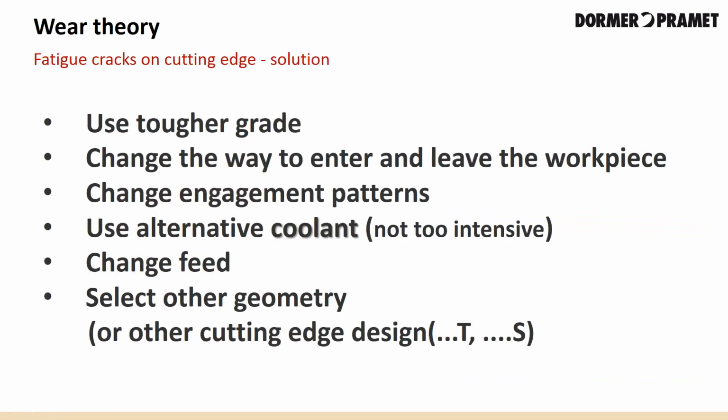To help diminish the effects, we can use a tougher grade, change the way we enter and leave the workpiece. We can change engagement patterns, use alternative coolant, not too intensive. We can change the feed as well, or we can select other geometry. And with Dormer Pramet, we offer a T and an S. The T is for edges with a facet, and the S is rounded edges with a facet.